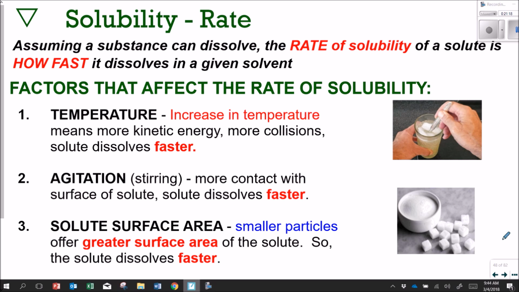Finally, we are going to look at the rate of solubility. If a substance can dissolve, the rate of solubility of a solute is how fast that it will dissolve. So there are 3 factors that affect the rate of solubility. One is temperature. So if we increase the temperature, there is more kinetic energy, more collisions, so the solute will dissolve faster. Agitation or stirring or shaking, we have more contact with the surface of the solute particles. So again, if you have agitation, you will have the solute dissolve faster.